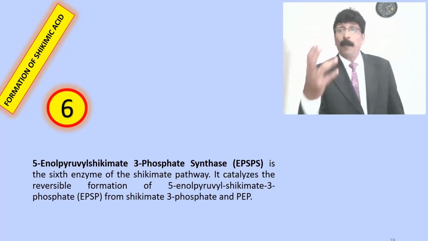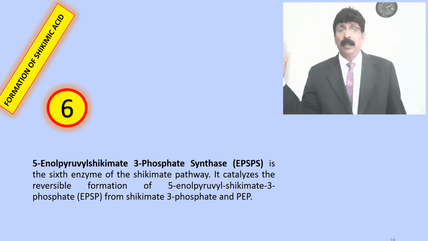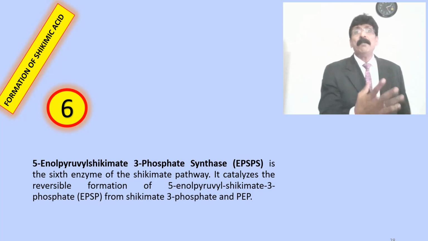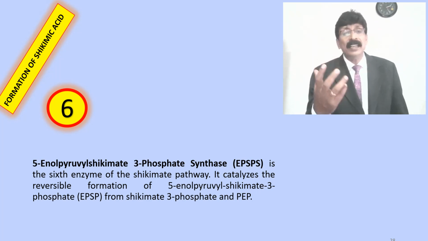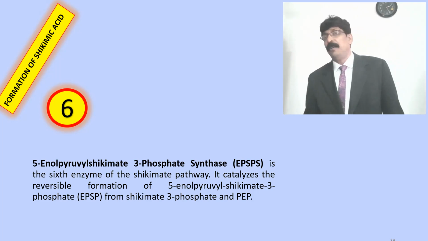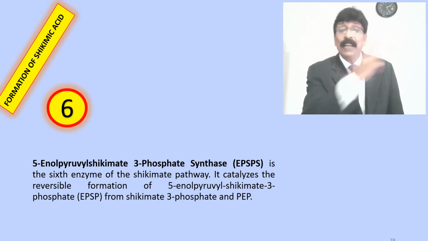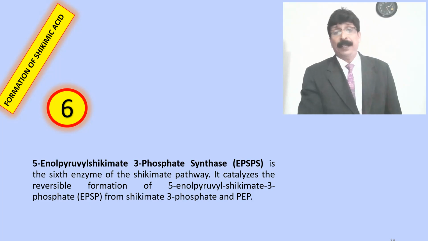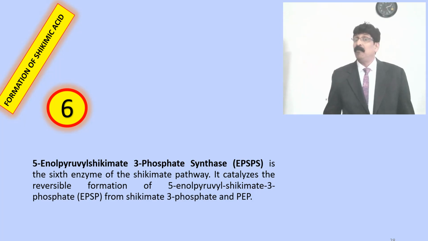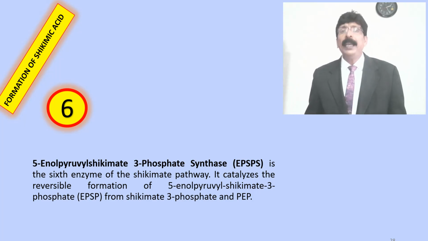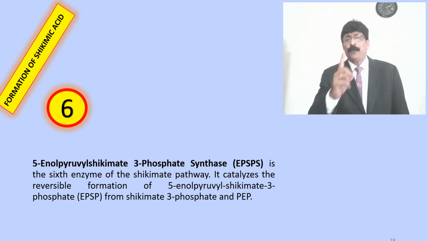Enol pyruvic acid is added with the shikimic acid. Just imagine like that, and 3-phosphate is the sixth enzyme of the shikimate pathway. It catalyzes the reversible formation of 5-enol pyruvyl shikimate 3-phosphate, EPSP, from shikimate 3-phosphate and phosphoenol pyruvate. PEP means phosphoenol pyruvate. So one more molecule of phosphoenol pyruvate is added.